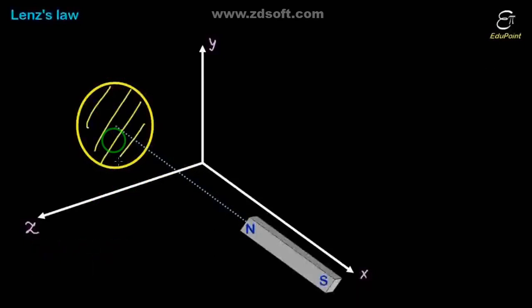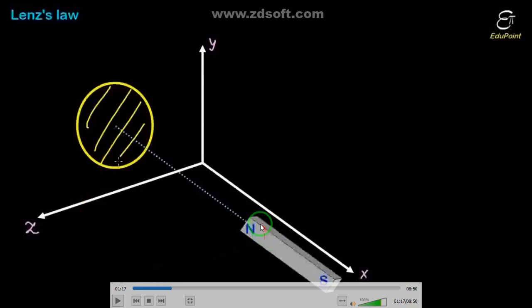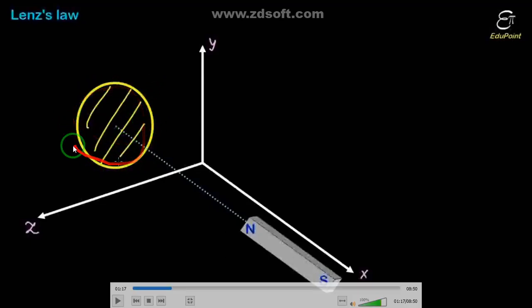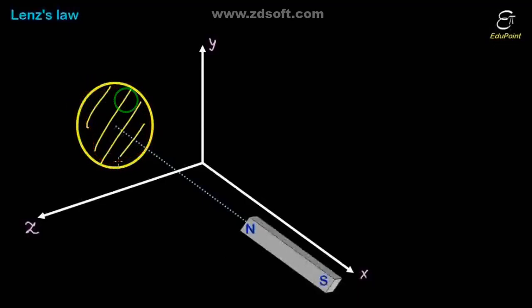Whenever the flux lines pass from the north pole of this magnet to this circular shape, which is a conductor, the flux is linked with the conductor. According to Faraday's laws, when the flux is linked with the conductor, some electromotive force, EMF, will be induced in that conductor, and that conductor is a closed path. Due to this closed path, a small amount of current will flow, and that current will produce some magnetic field.